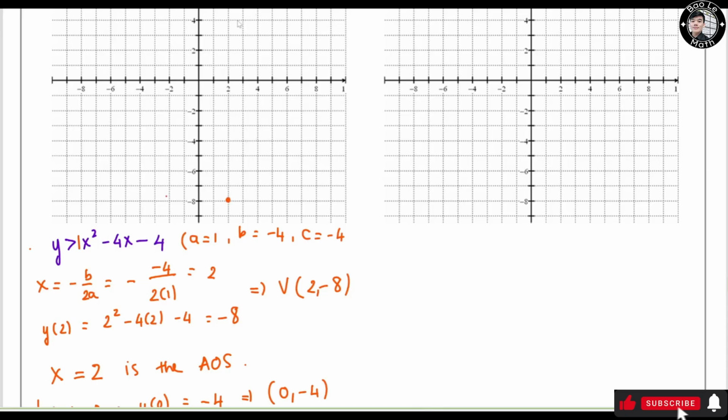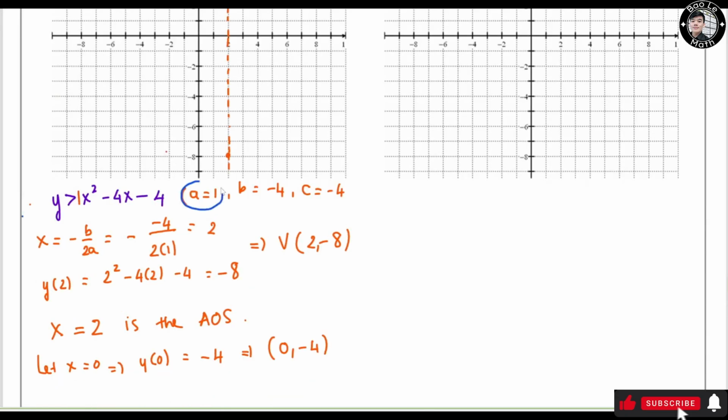Right at the vertex, we're going to draw the axis of symmetry. Now we look at the a value right here, it's positive, so the graph opens upward, and the vertex becomes the minimum value, which is negative 8. Now, the y-intercept is (0, negative 4), which is right here. Now we're going to check the symmetrical point of the y-intercept over the axis of symmetry, which is right here. Now we're going to connect these 3 points. And observe that you have the greater than, so your line should be the dotted line. So the graph should be something like this.